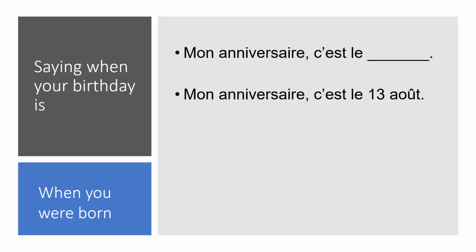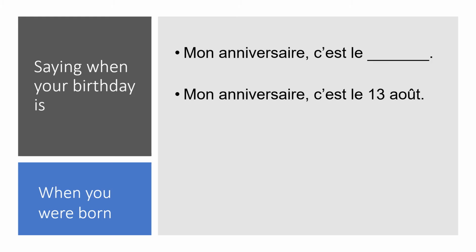Now, saying when your birthday is. Mon anniversaire, c'est le, and then you put the date, okay? And the month. Mon anniversaire. So here, again, I have linked the N with the A, okay? I've said mon anniversaire, which sounds much better than mon anniversaire, don't you think? Donc, mon anniversaire, my birthday. Mon anniversaire, c'est le 13 août. It is on the 13th of August. C'est le 13 août. So here again, 13 is linked with the sound août.